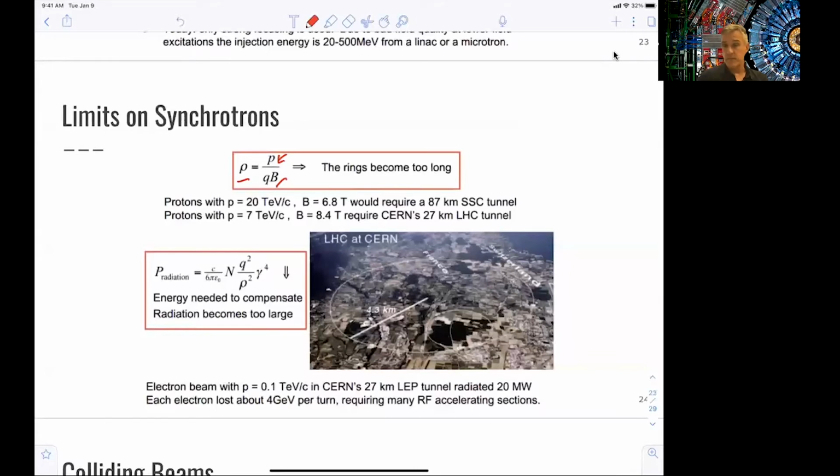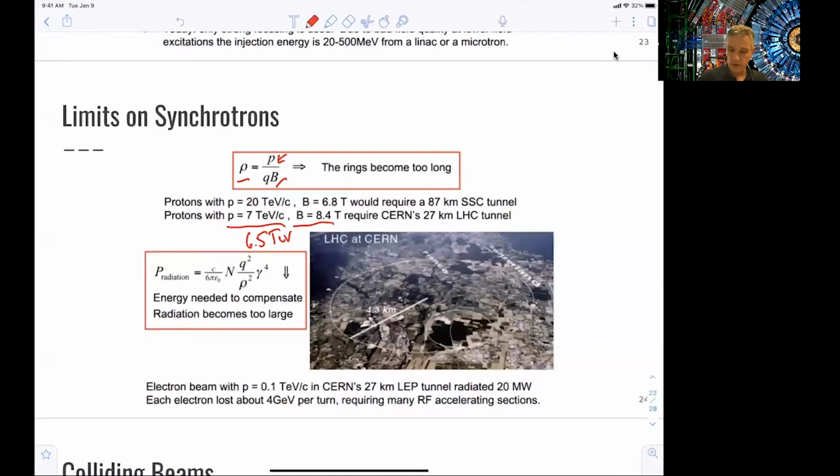And so that, with a fixed size of your tunnel, of your ring, limits the amount of momentum or energy you can give to your particle. And so for the LHC, we accelerate protons up to 7 TeV in one beam, and we use a magnetic field of 8.4 Tesla. So that's really the maximum the machine can actually deliver, and we haven't actually demonstrated that we can get up to this point. Right now, the proton energy is 6.5 TeV.